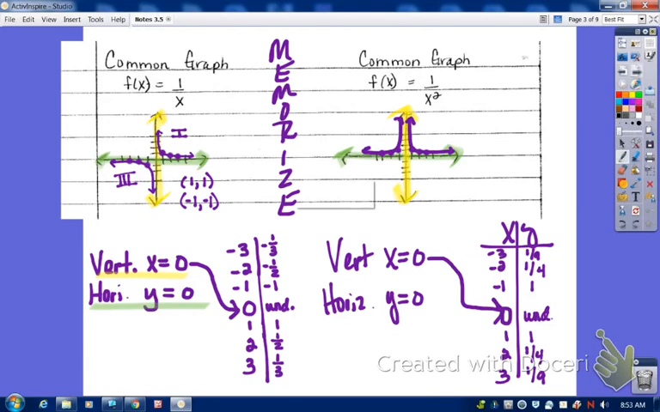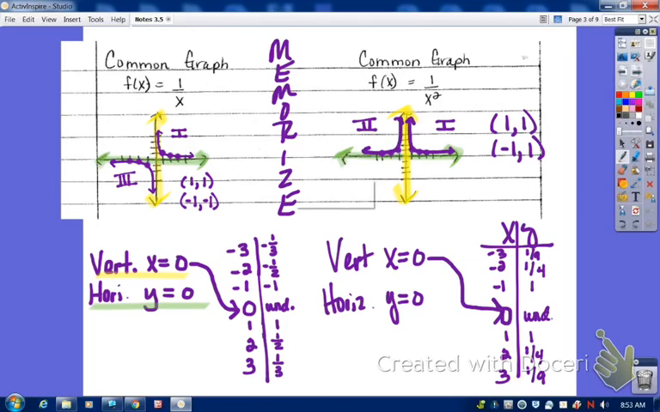So if you have 1 over x squared, then you're going to have two pieces, and they're going to be in the first quadrant and the second quadrant. When you do your transformations, you're going to use the point 1, 1 and the point -1, 1. Those will be the only points that you use, and you'll just move the graph up, down, left, right, whatever's going on in the transformation. So you will have to memorize that 1 over x has two pieces, one in the first quadrant, one in the third. 1 over x squared has two pieces, in the first quadrant and the second quadrant.